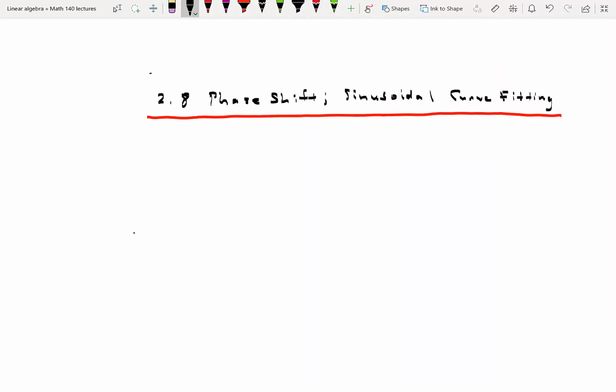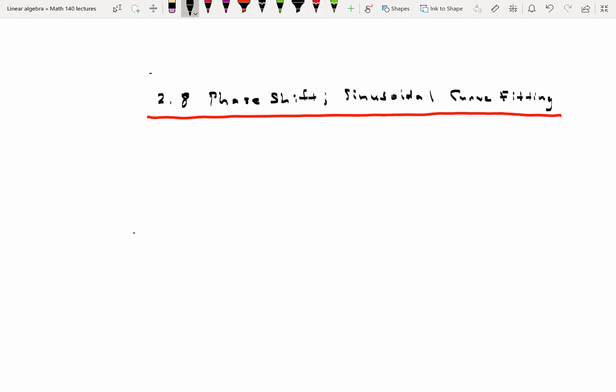So here's our title again. It looks like a very fancy title, but there's really not much fancy going on. Section 2.8 is entitled Phase Shift and Sinusoidal Curve Fitting. First of all, phase shift.